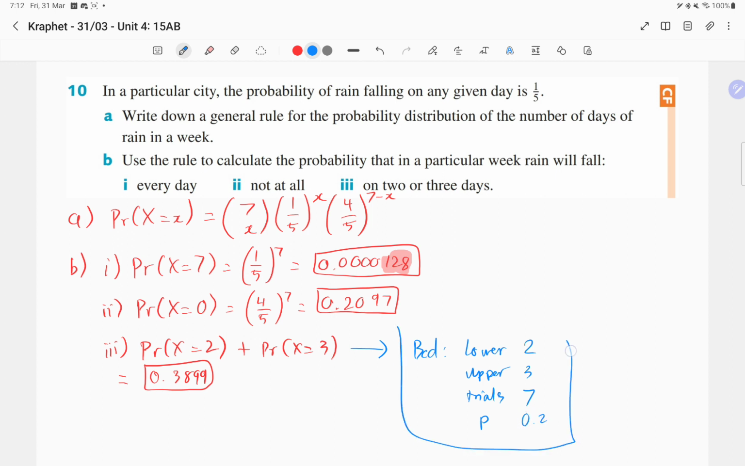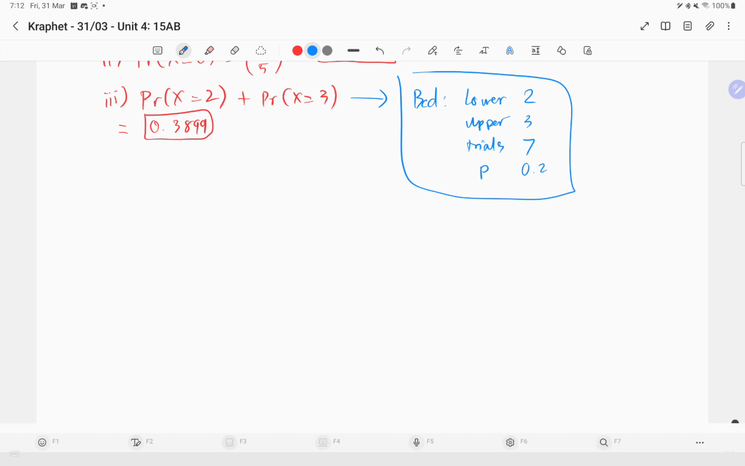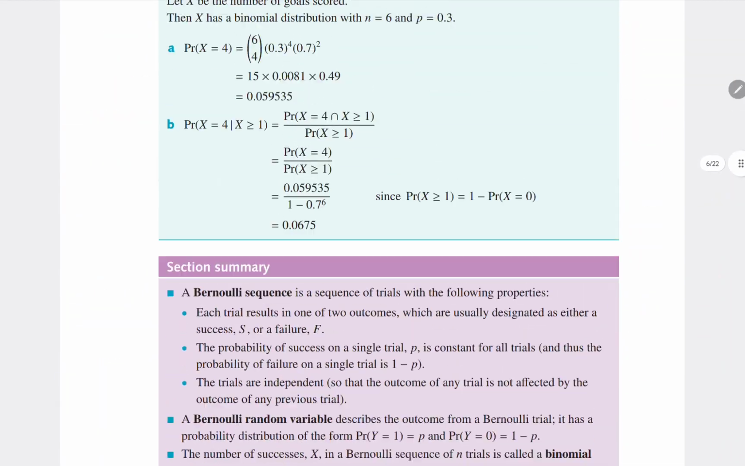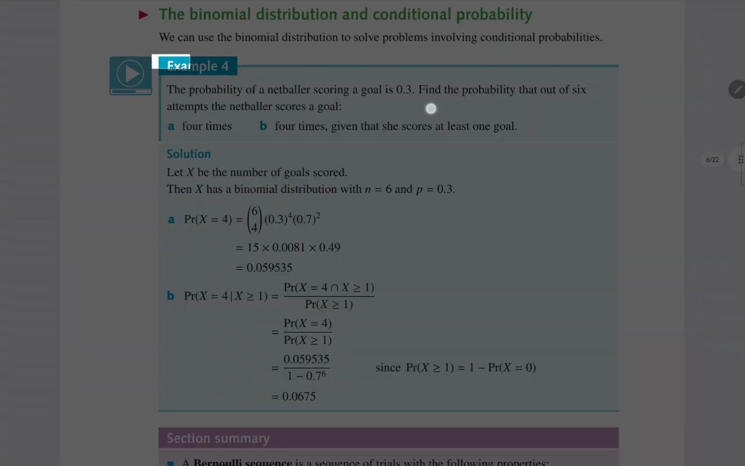Yeah, I'll just leave the parameters for the BCD here. Okay, 0.3 and 9? Yeah. Pretty easy, right? Okay, now let's do something a little bit harder. Conditional probability. Finally, we get up to that point.